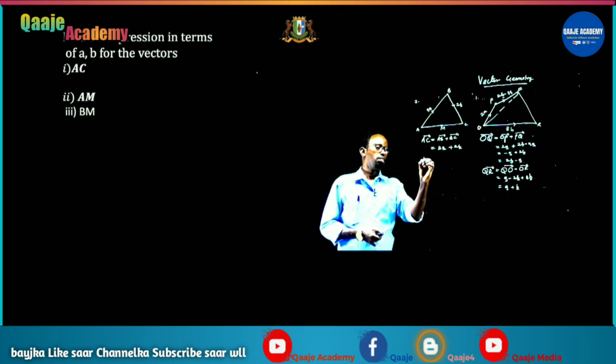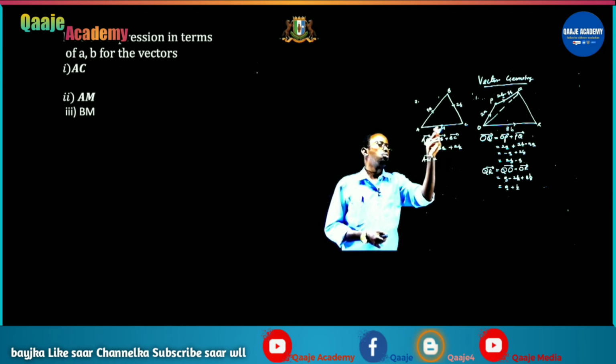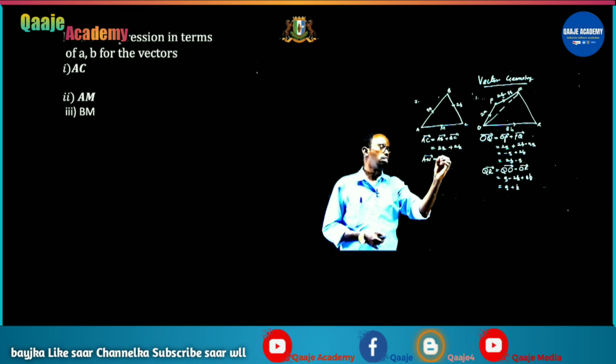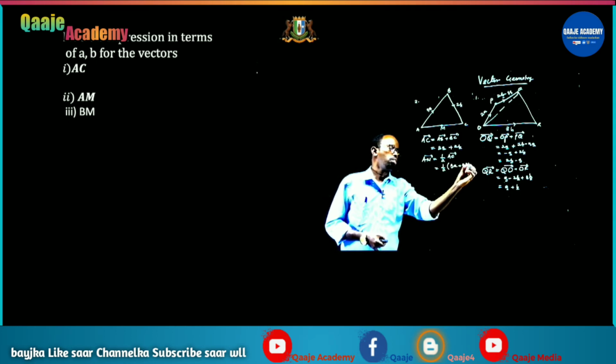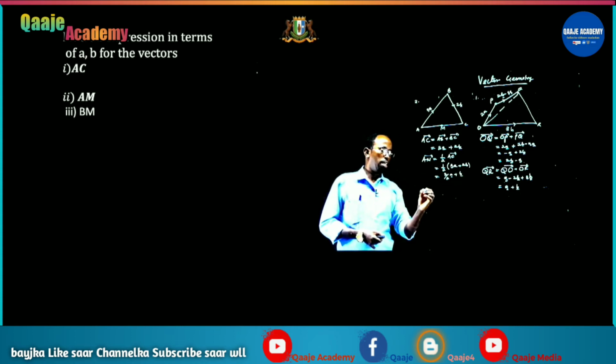AM, from A to M. M is the midpoint, so it is half of the line AC. What is AC? AC is this one. We have 3A plus 2B. So this will be equal to 3 over 2A plus B.